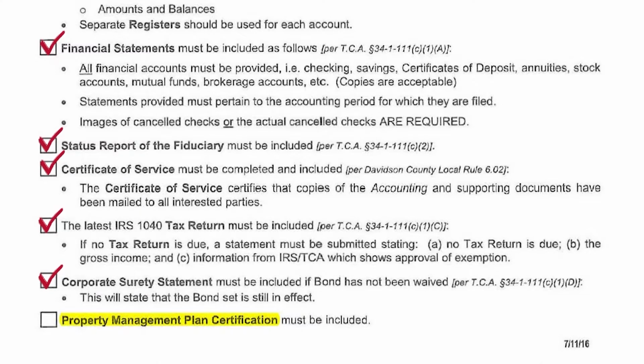Lastly, a property management plan certification form must be completed and included in the annual accounting to let the court know that an accurate property management plan is on file with the court and that there have been no changes in the budget. In addition to understanding how to file an accounting, it is also important to understand what the consequences are for failing to timely file your accounting.